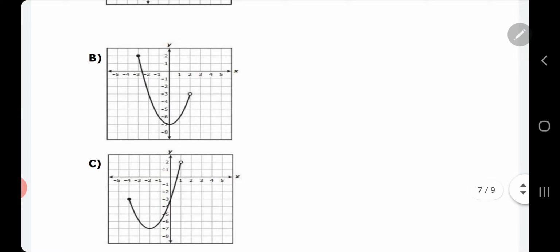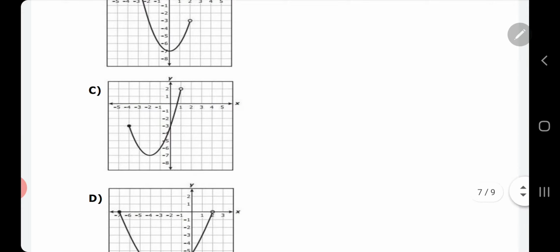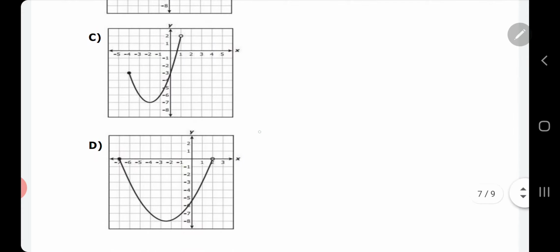C, same kind of issue here. Furthest left we go is -4. Well, I need to get all the way to -7, so C is out. And D. D does show that we go all the way to -7, the furthest left point. And we can be -7, so we are greater than or equal to -7.